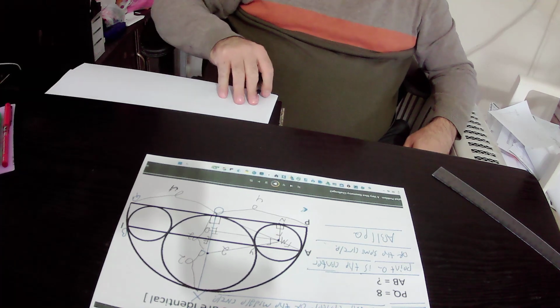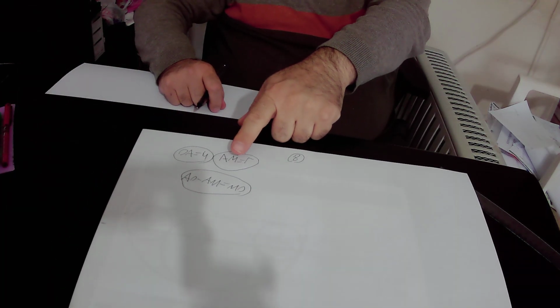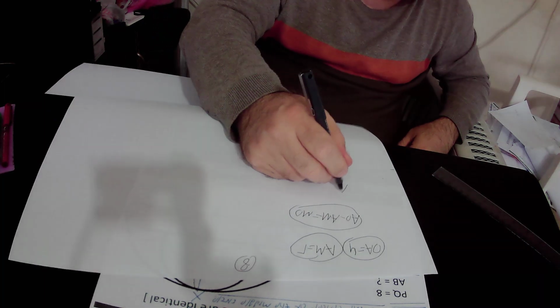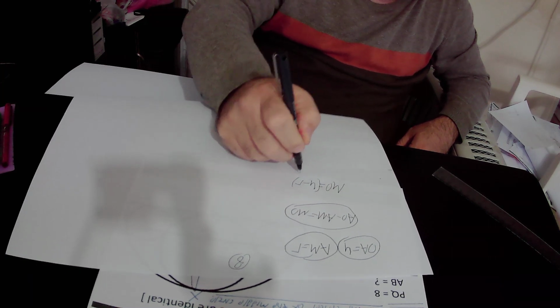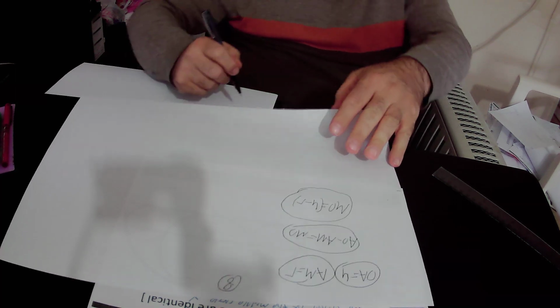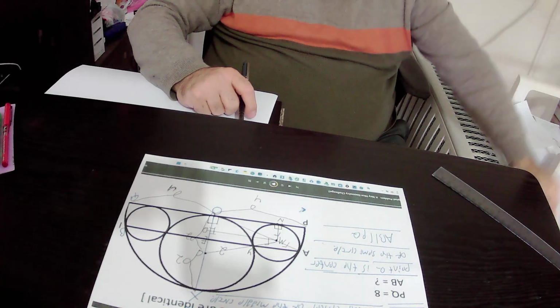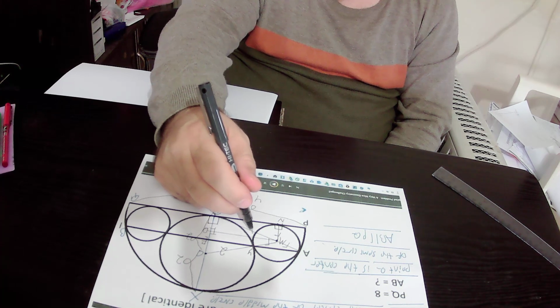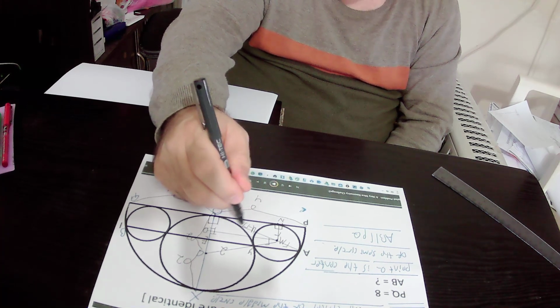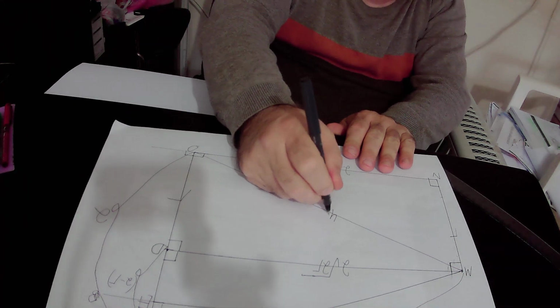I repeat again. AO minus AM equals MO. But AO equals 4 units and AM equals R. So in total we found out that MO equals 4 minus R. So we can write here that MO equals 4 minus R, and we will write here also that MO equals 4 minus R.